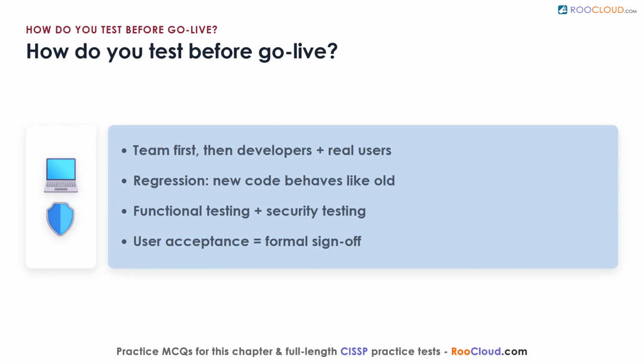When you are updating an existing system, regression testing confirms the new code behaves like the old, except for the changes you intended. Cover both functional testing, which proves the software works, and security testing, which proves no serious weaknesses slip through. When everyone is satisfied, users perform acceptance testing, formally agreeing the software meets their needs and is ready for production. Keep the written test plan and results as permanent records.